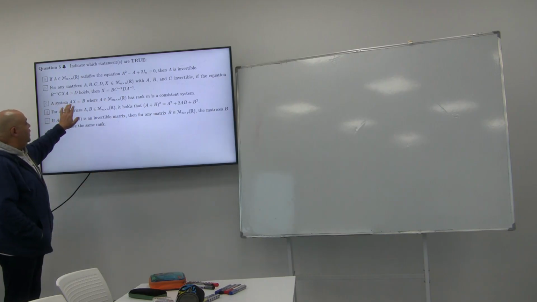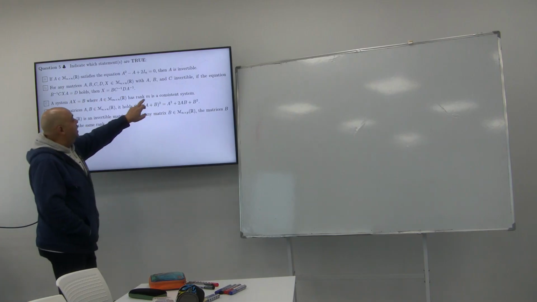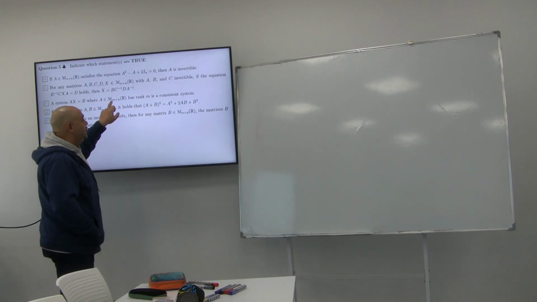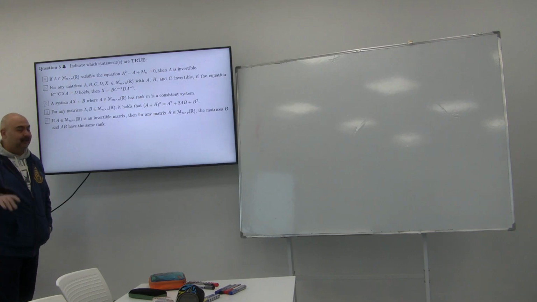So if you have AX equals B, where A belongs to n by n, remark that the rank is equal to n, which is the number of rows. That means you will have a consistent system for sure. Okay, so now I've established that C, you can answer it right away. You don't have to do the steps.